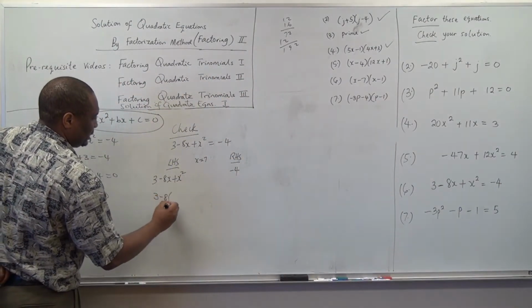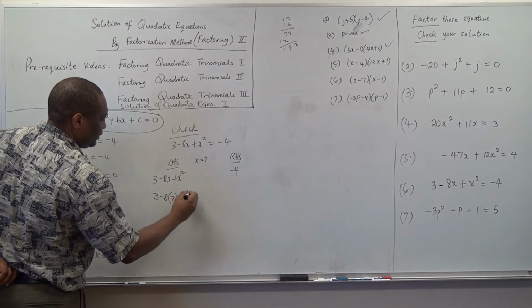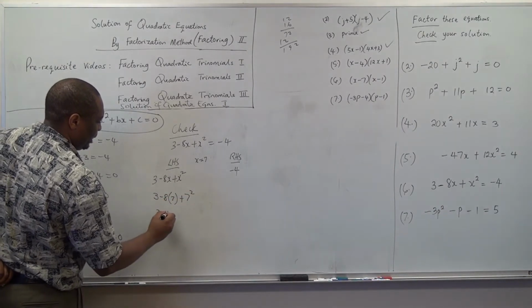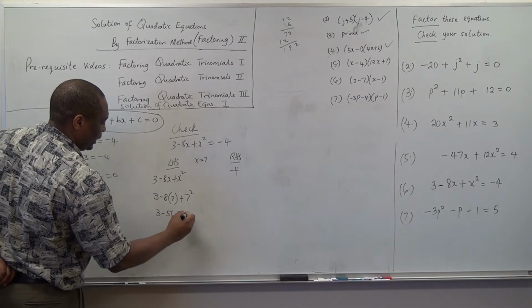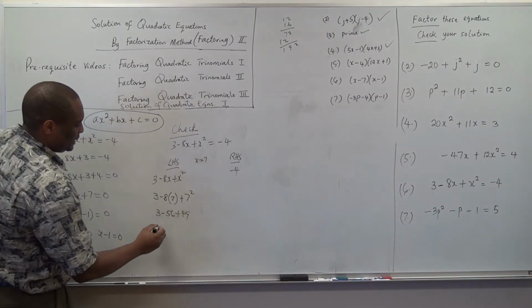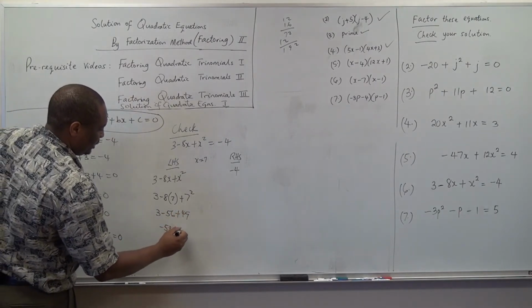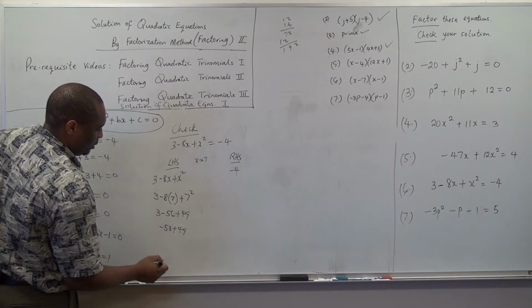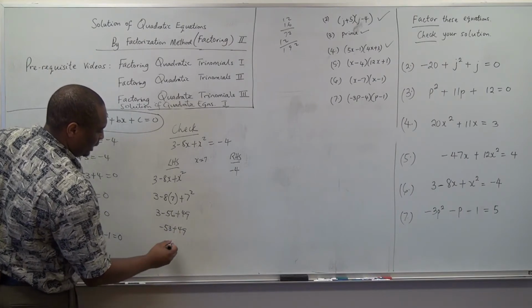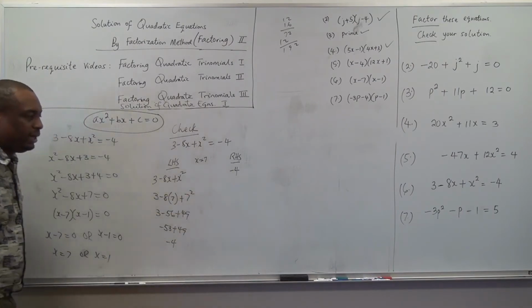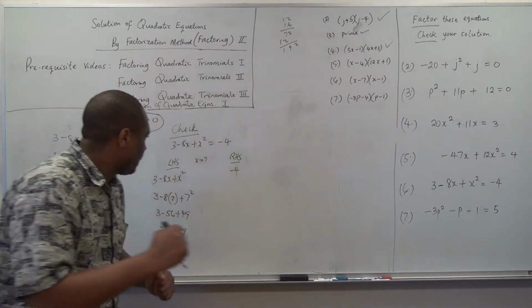3 minus 8 times 7 plus 7 squared. So this is 3 minus 56 plus 49. 3 minus 56 is negative 53 plus 49. And that would give you negative 4. Negative 4, negative 4. It does.